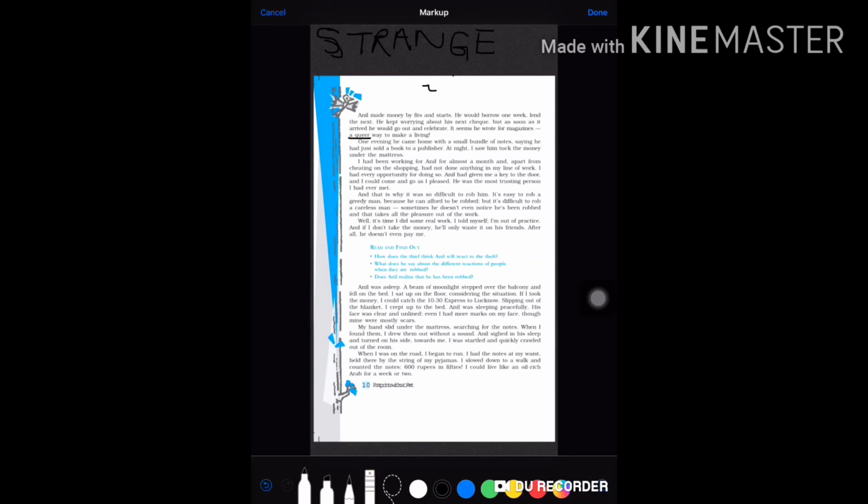One evening, he came home with a small bundle of notes, saying he had just sold a book to a publisher. At night, I saw him tuck the money. Tuck means put the money under the mattress.